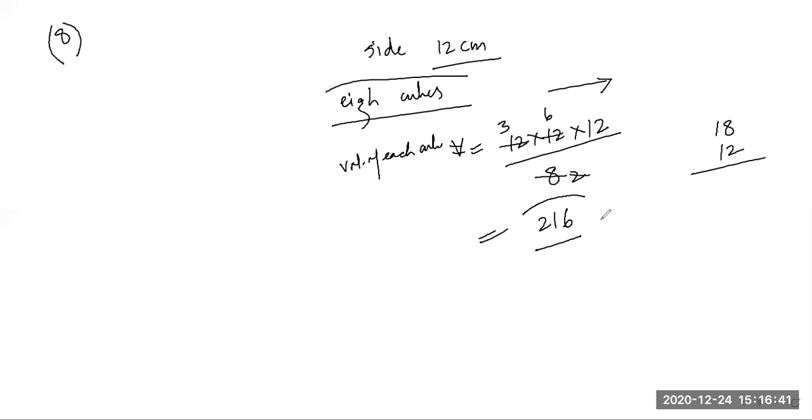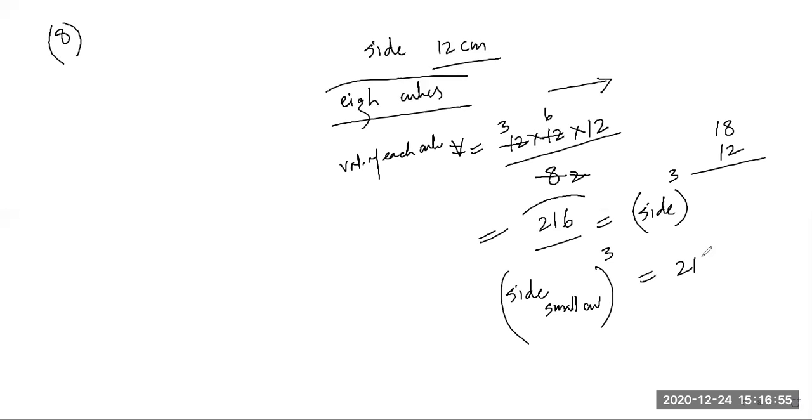Now we want to find the side of the small cube. So the cube of the side of the small cube will be equal to 216, but 216 is equal to the cube of 6. All right, students, remember that on both sides when the powers are the same, the bases are also the same. So the side of the small cube will be 6 centimeter.